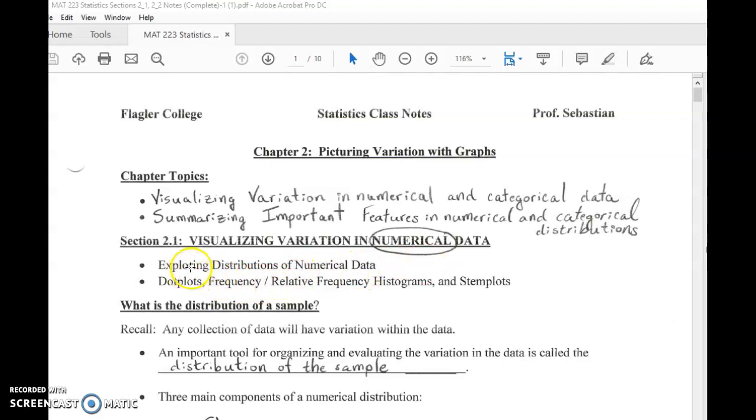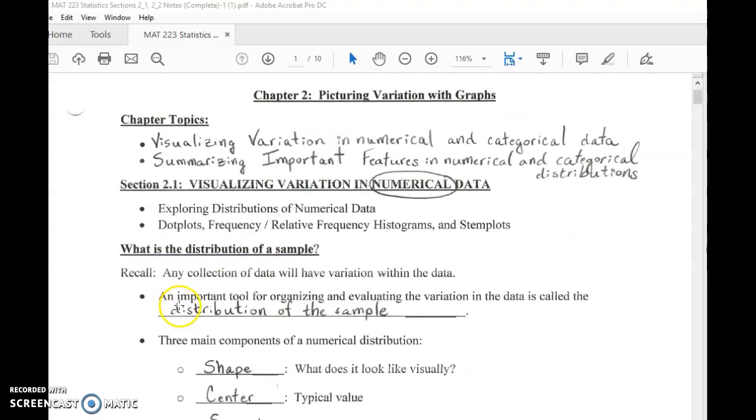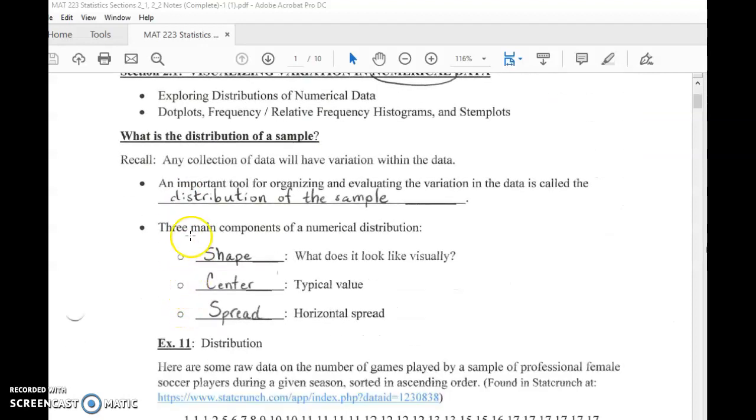Okay, so the topics are exploring distributions of numerical data, and then we're going to learn about 3 different kinds of graphs that we can draw. These are dot plots, histograms, and then there are frequency and relative frequency histograms, and then stem plots. First of all, though, we need to ask a question. What is the distribution of a sample? So remember, we have a sample of data that's supposed to represent some kind of population. We need to understand what the distribution of a sample is.